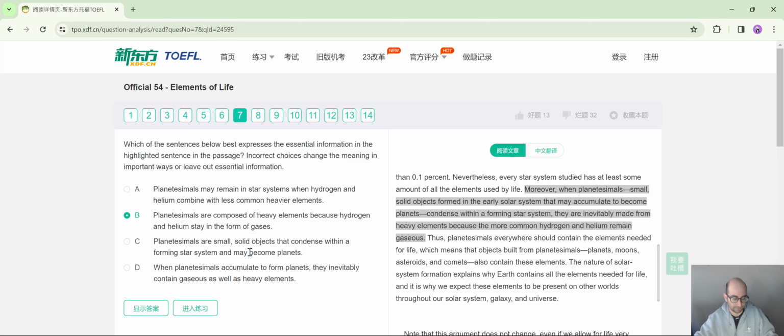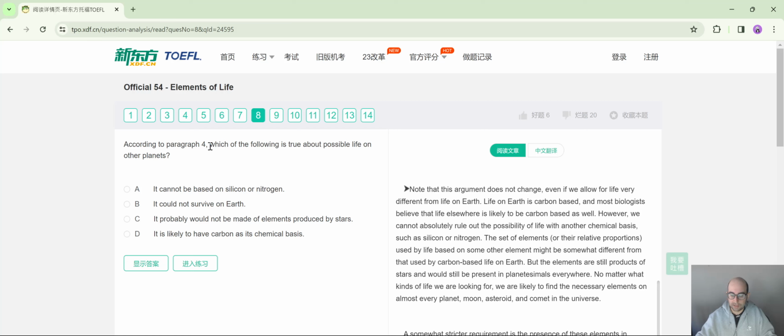So C is wrong. Choice D, when planetesimals accumulate, they gather to form planets. They inevitably contain gaseous as well as heavy elements. That is wrong information as well, because if you remember this sentence, the more common hydrogen and helium remain gaseous. That means planetesimals don't have this. But this sentence here is assuming they have both the gases and the heavy elements. No, they only have the heavy elements. So D is wrong, B is the right answer. Click it and move on.